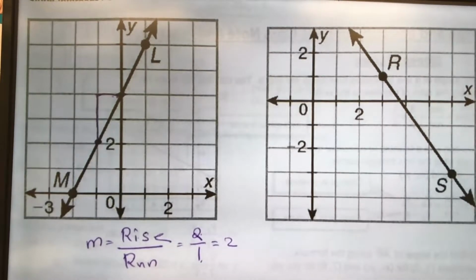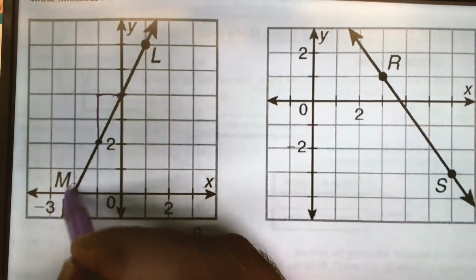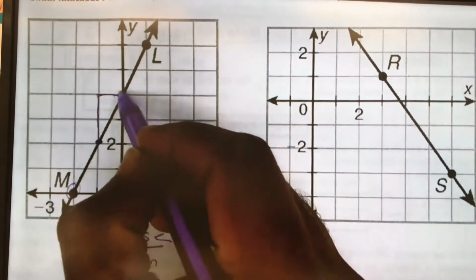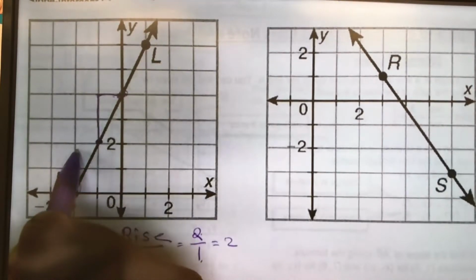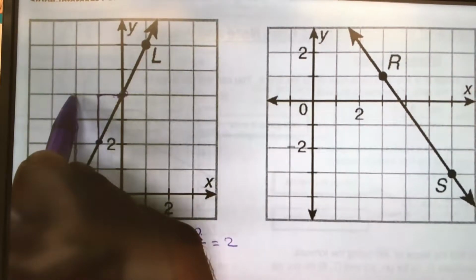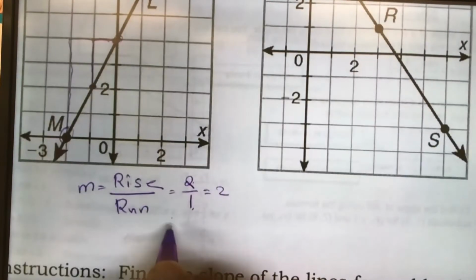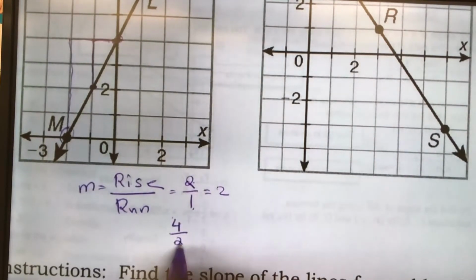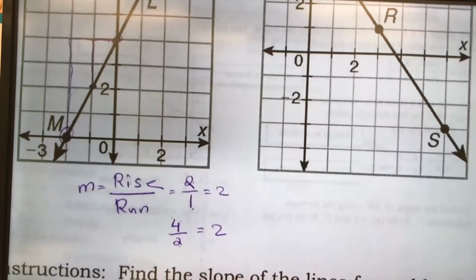You may think, what about if we take 2 different points, for example, this one and this point? Let us do that too. I had to go 1, 2, 3, 4 points up and 2 points over. So my rise is 4 and my run is 2. So I get 4 over 2. 4 divided by 2 is 2. So when you simplify it, you'll reach the same answer.